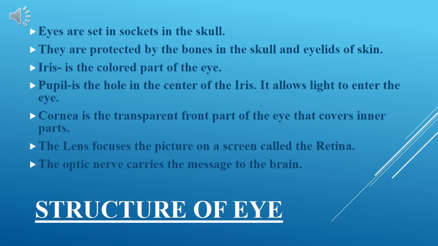The cornea is the transparent front part that covers inner parts of the eye. The lens focuses the picture on a screen called the retina. This retina is a photosensitive part of the eye. It changes the image into nerve signals. The optic nerve carries the message in the form of signals to the brain. The brain interprets the message and we see the image.